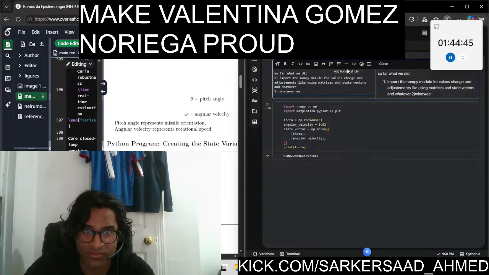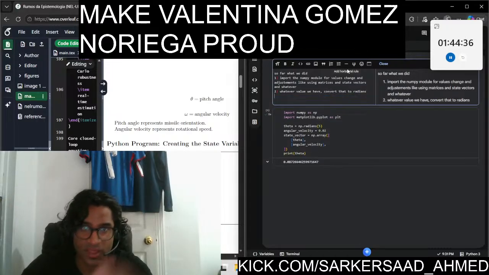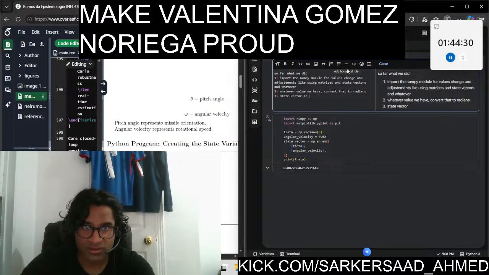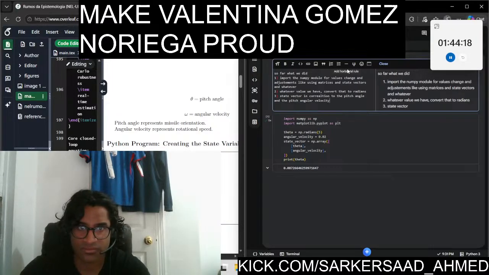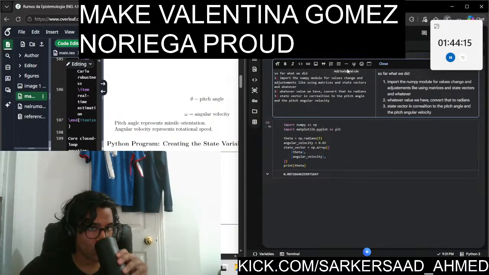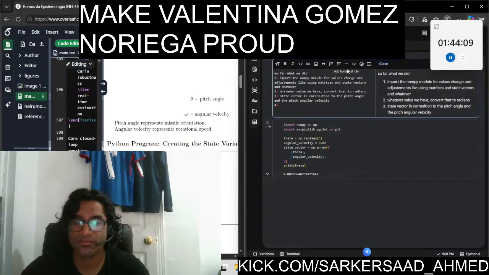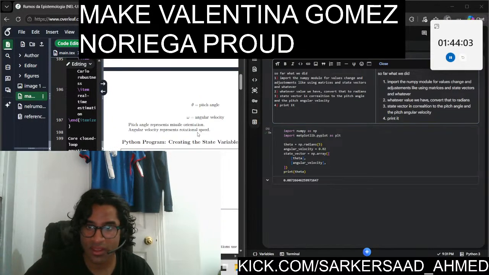So whatever value we have, convert that to radians. And then we got the state vector, in correlation to the pitch angle and the pitch angular velocity. And then print it. Yeah, we already did it.